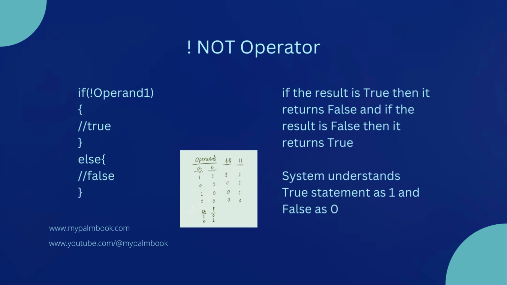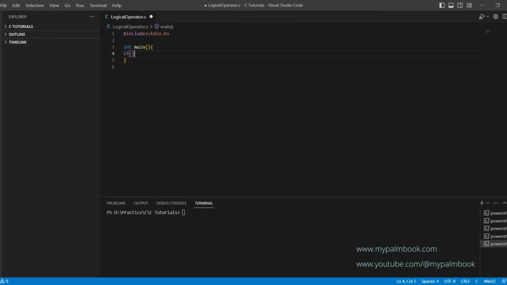Let us take an example. First we will check the AND operator. If 1 and 0, then print true, else print false. We are checking that this one is non-zero and this one is non-zero. In AND operator, if both the sides are non-zero, then it will return true, else it will return false. So let us run the project.